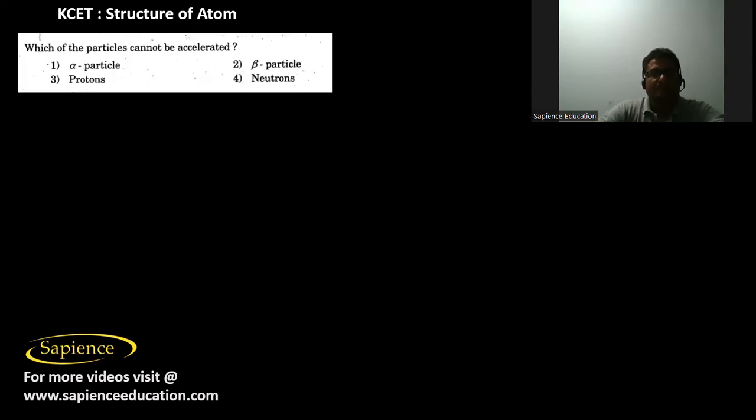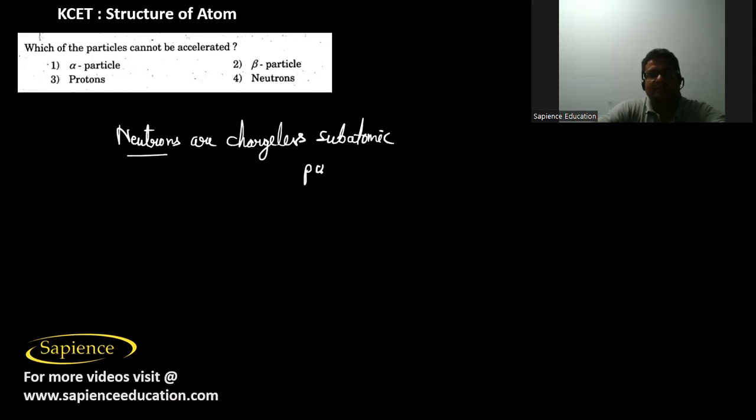Then it is told which of the particles cannot be accelerated. So since neutrons have no charge, neutrons are chargeless subatomic particles, so they cannot be accelerated.